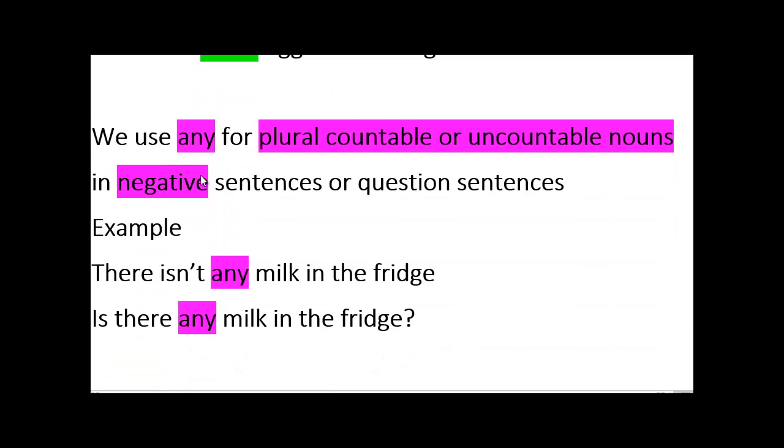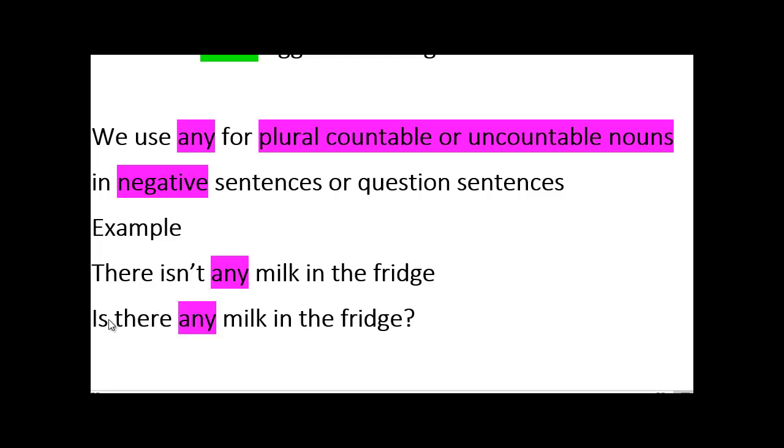Now, we use any for plural, countable, or uncountable nouns, again, in negative, remember, sentences, or question sentences, if you're asking a question. So, example for that, there isn't any milk in the fridge. That is negative because he can't drink because there's no milk in the fridge. There is not any milk. Milk is plural, yes, and it's uncountable. You can't count milk, okay? And milk is a noun, all right? And the sentence is negative. That's why we used any.